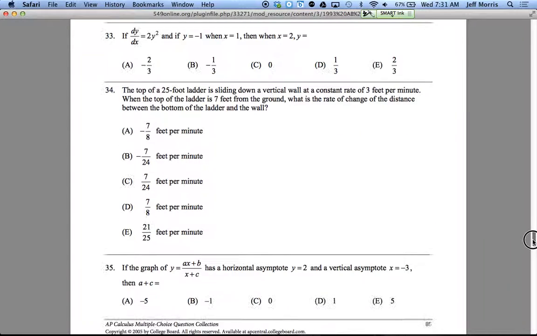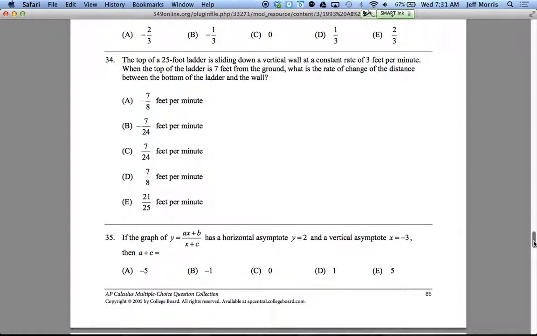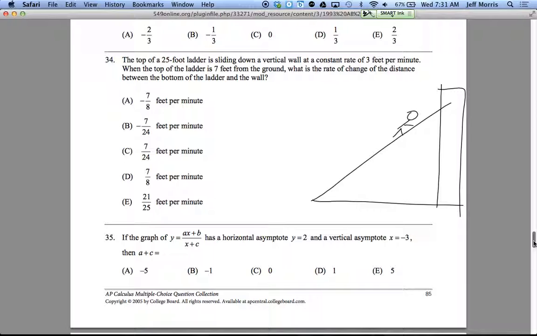All right, 34. This is a related rate problem. 35 is a good problem. All right, take a look at this. On the top of a ladder, 25-foot ladder is sliding down a vertical wall. So here we go, got a vertical wall. All right, we got the ladder, and let's pretend Kyle's on top of the ladder. And the ladder's sliding away from the wall. So it's a certain distance away from the wall. Does everybody agree?